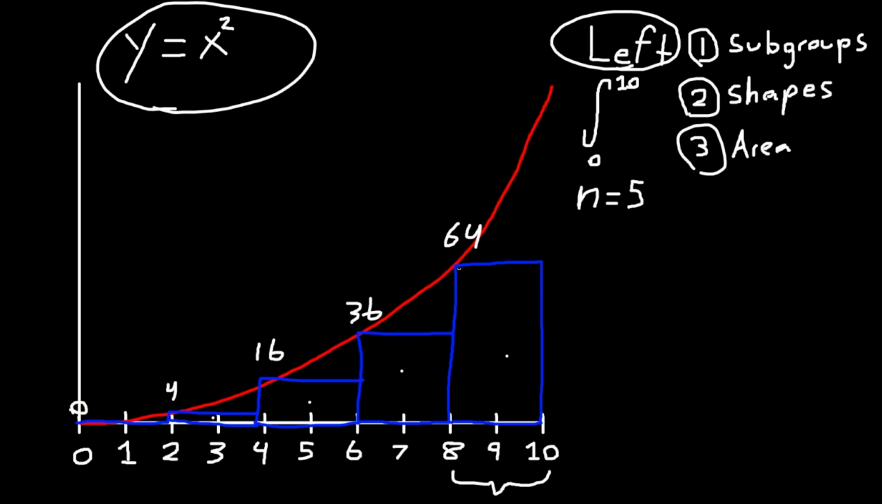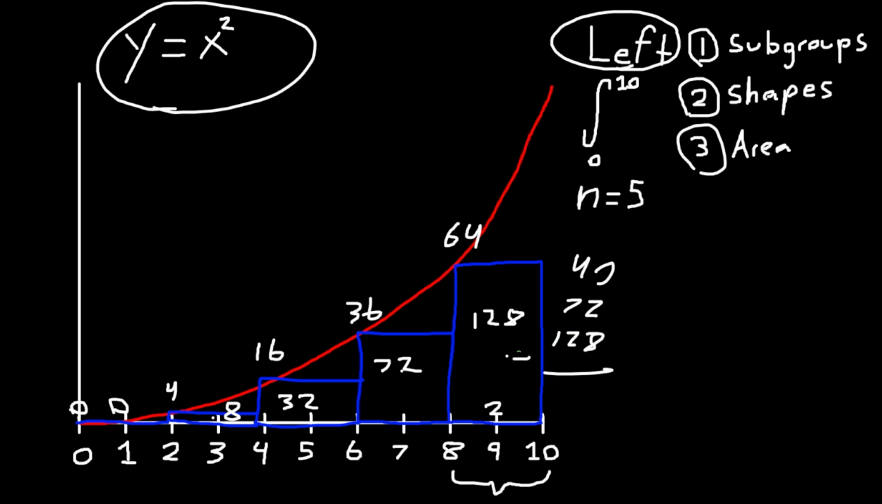And then we now have the height, and we know the width is 2 because of this. And we're just going to multiply them together to find the area of this rectangle. So we'll have 128, 72, 32, 8, and then this 0 times 2 is just going to be 0. And then we'll add these up to get 40. That's 40 plus 72 plus 128. And then all together, that's going to be 240.